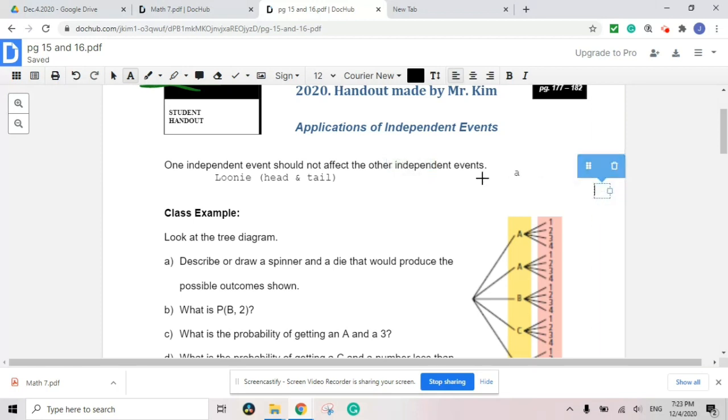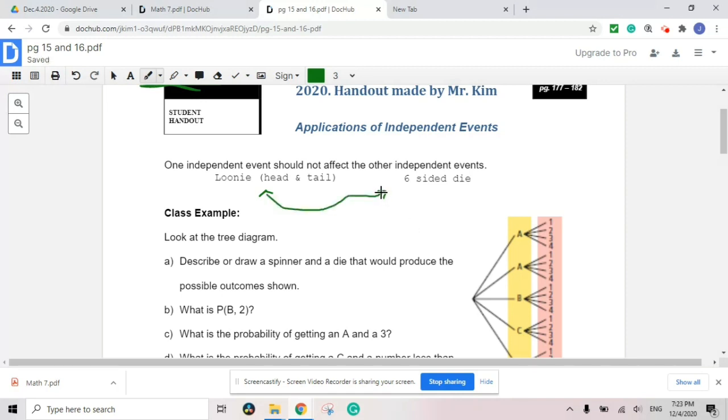For example, if I have a six-sided die, if it's single, then you will probably not predict the even number just because the head is showing up here. It will be completely random. So like I mentioned, one event will never affect the other event. That's what I want to point out to you, and that is one of the main parts.